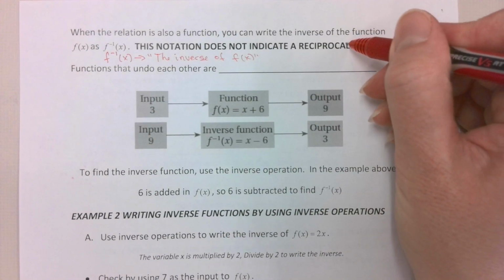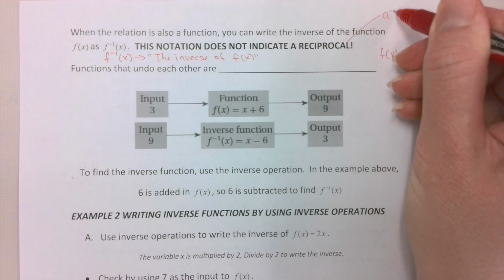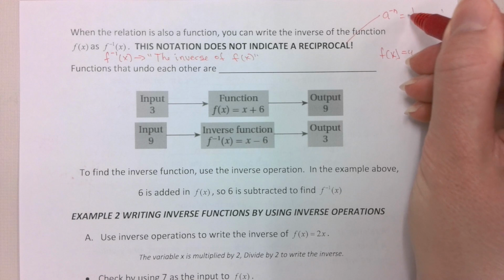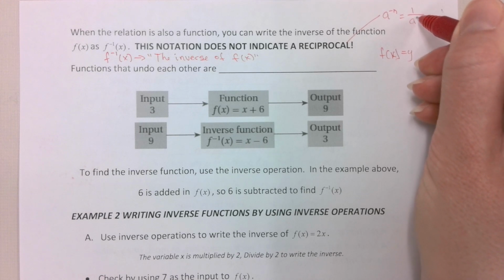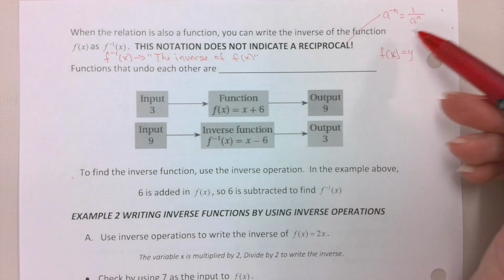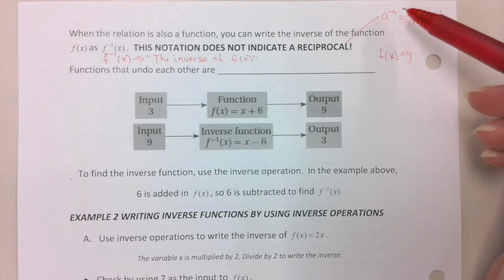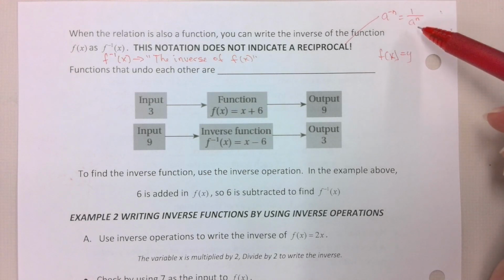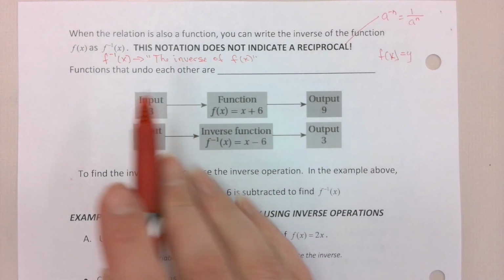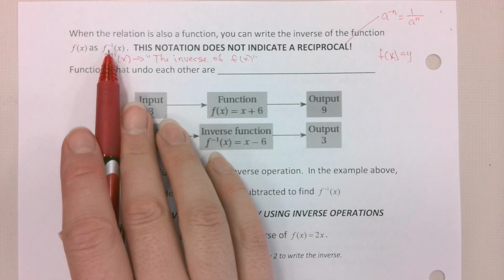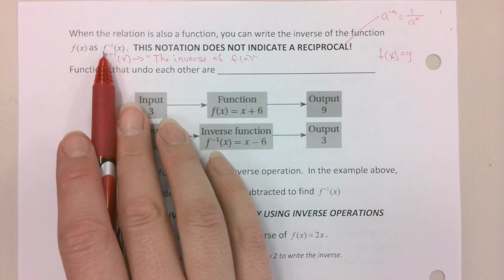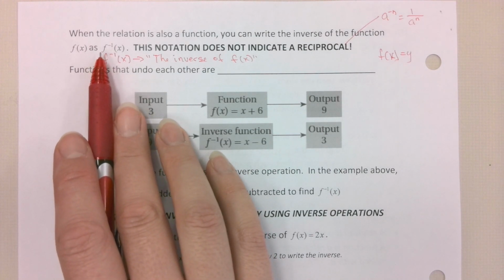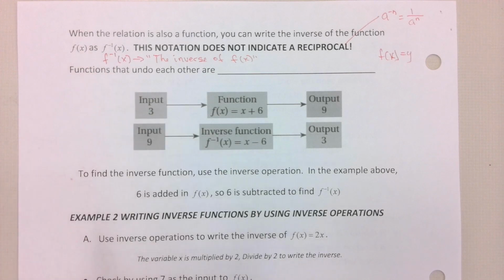We're referring to this rule: a to the negative n is equal to 1 over a to the power of n. Something we've talked about this year, something we just did. When you see a negative power, it normally means take the reciprocal. But in function notation, it's just saying the inverse of the function. So this f is not a variable, it's just notation for the inverse of a function.